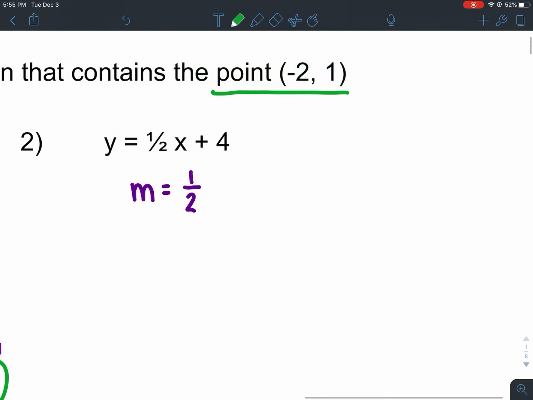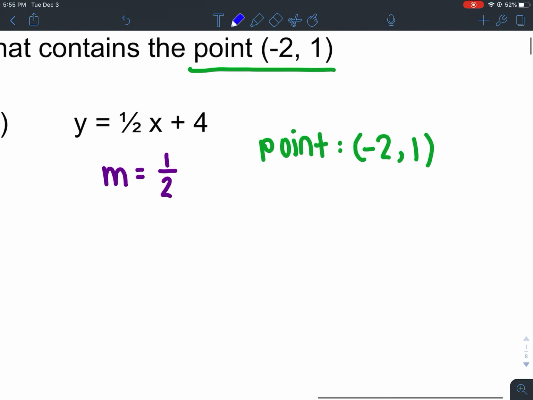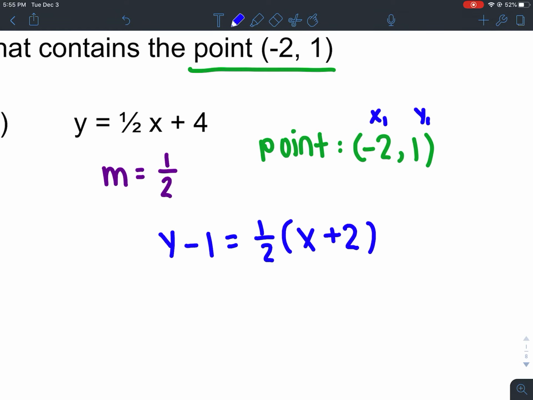Okay, the point we want to use is -2, 1. I have a point, I have a slope, I'm going to use point slope form. So this is going to be y, remember this is x1, y1, y minus 1 equals 1/2 times x plus 2.